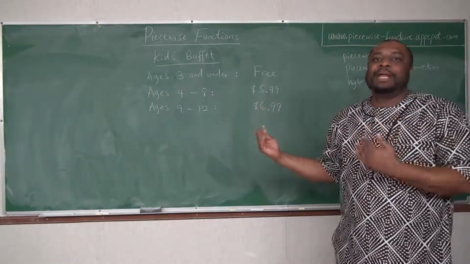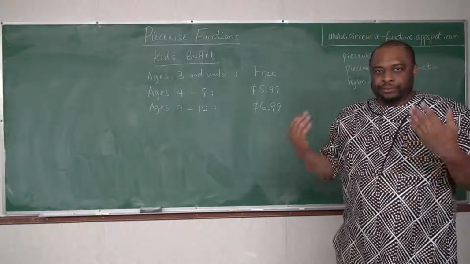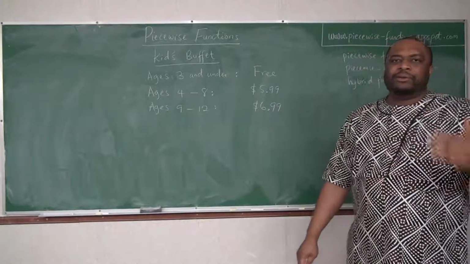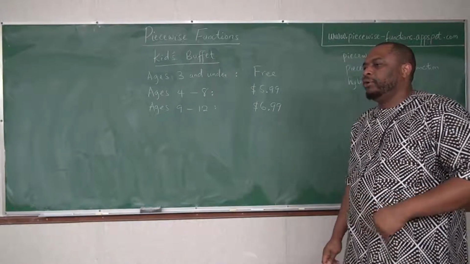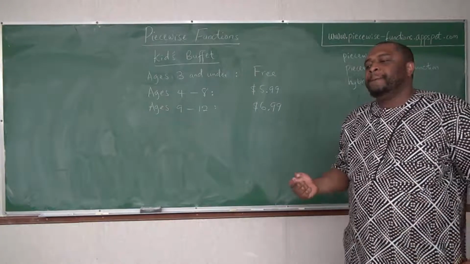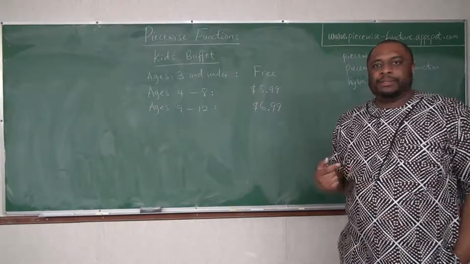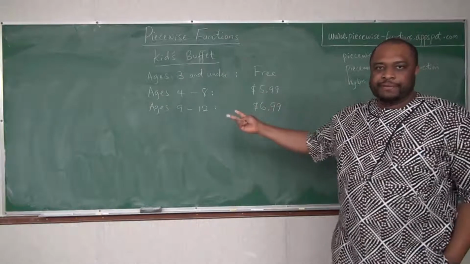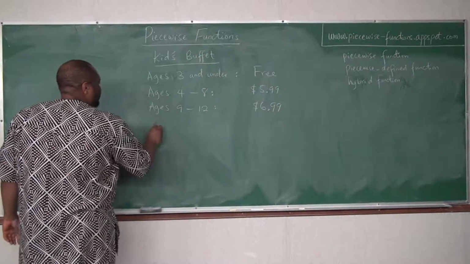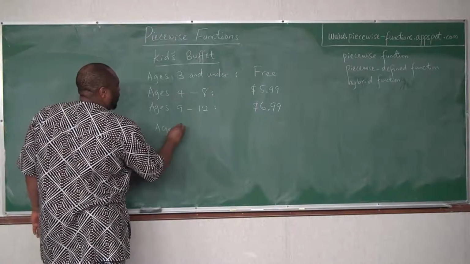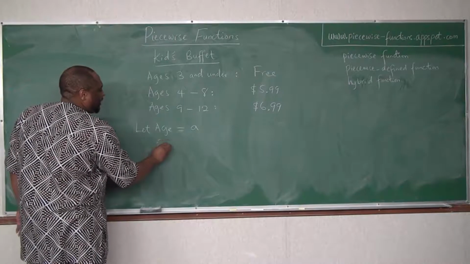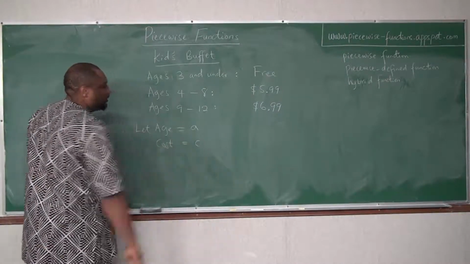I chose this simple example just for you to really understand this concept. The first thing you have to do anytime you're writing functions, even in computer programming, is to define your variables. We have two variables involved here. We have the age. Let's call it A. Let our age be A. And then we have the cost of the meal. Let's call it C.